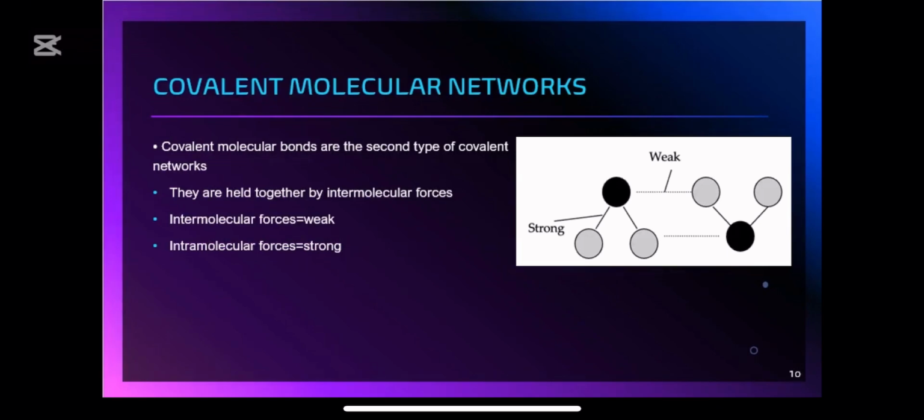The intermolecular forces that hold together covalent molecular bonds are weak because they arise from temporary interactions between molecules, unlike the strong intramolecular forces like covalent bonds that hold atoms together within a molecule. Now, these two words might sound the same, but they are actually very different. Intramolecular forces, like covalent bonds, are the strong forces that hold atoms together within a molecule. Intermolecular forces are weaker forces that exist between molecules, arising from temporary charge distributions or dipoles.